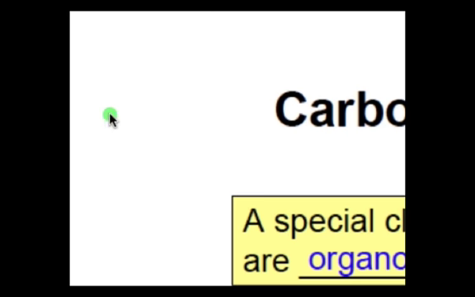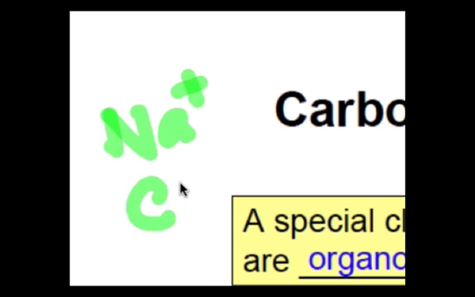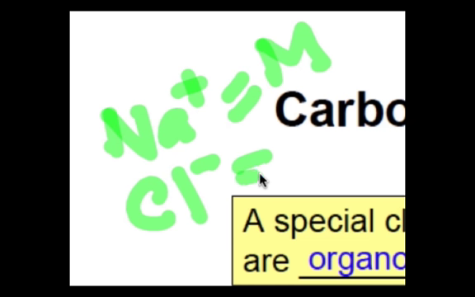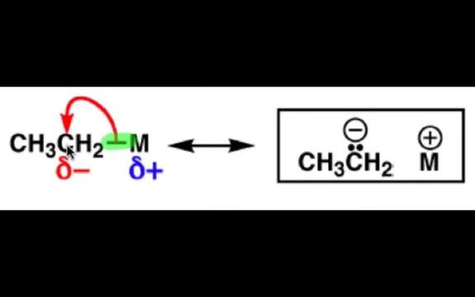So for instance, sodium chloride we think of as being composed of sodium plus and chloride minus. In sodium chloride, the metal portion is the positive portion, and the non-metal portion is the negative portion. And metal-carbon reagents are no exception. Similarly here, we see that carbon possesses a delta negative in the carbon-metal reagent, and the metal possesses a delta positive. A limiting resonance structure of a carbon-metal reagent shows the carbon with essentially a complete negative charge.